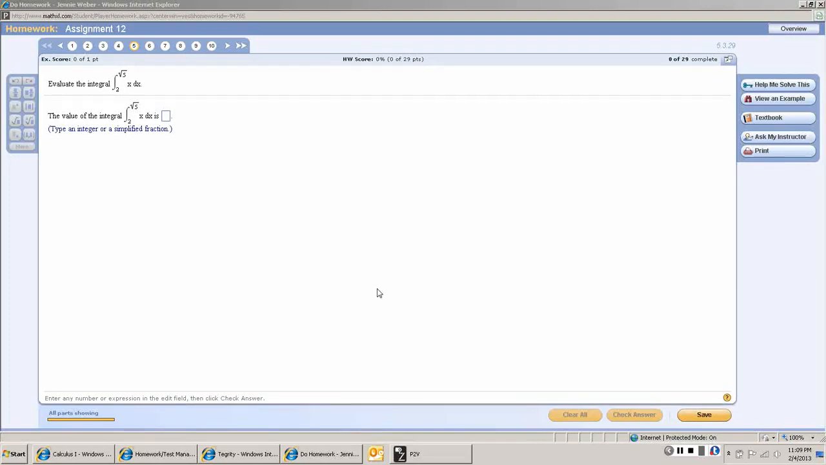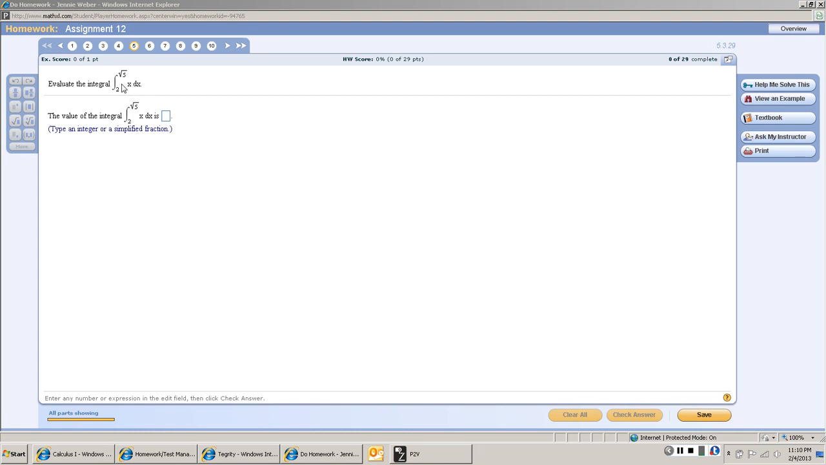Okay, we're doing an example from 5.3, and we're finding the definite integral. Definite means we have endpoints. We're in a specific chunk of the graph where we're finding the area under the curve. And remember, integral, area under the curve, can't say that enough. Make sure you know that.